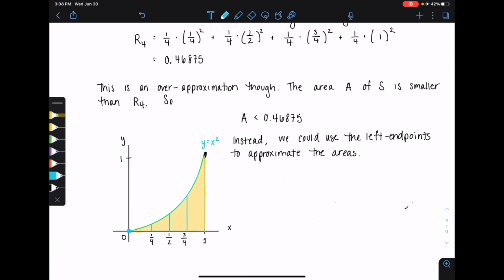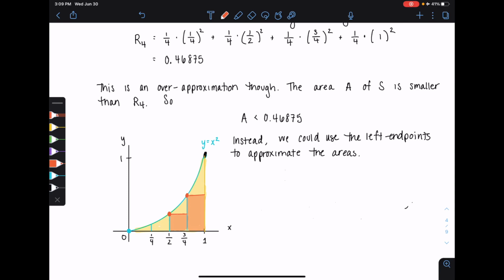And so I'm going to use the left endpoint to find my areas. So on this strip here, I'm going to plug in 3/4 to get my height. And so you can see this will now be an under approximation because I've got a lot of missing space up here. Okay. On this strip, I'm going to plug in the left endpoint, which is 1/2. So I'd plug that into my function to get my height of this rectangle, which again is an under approximation.